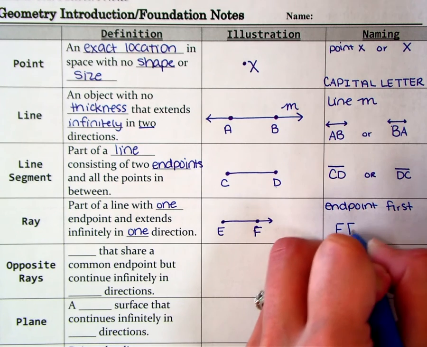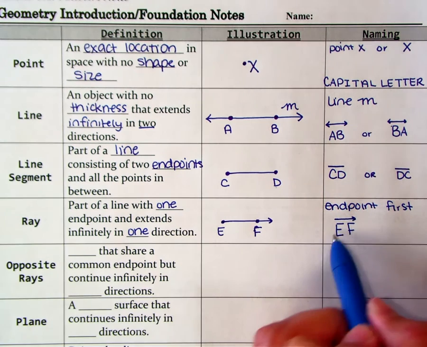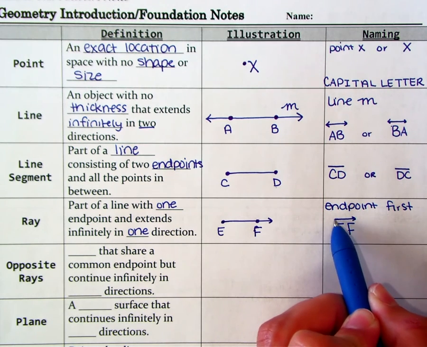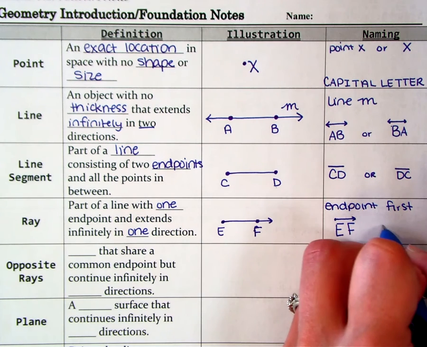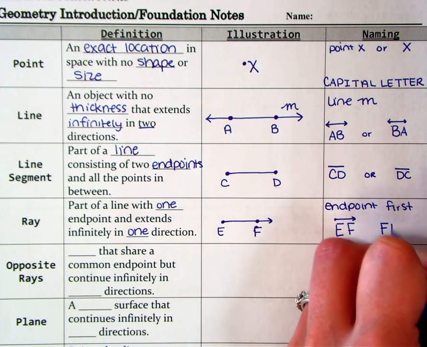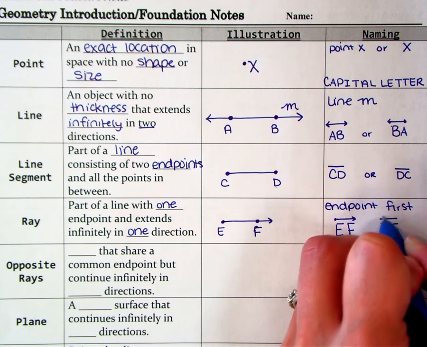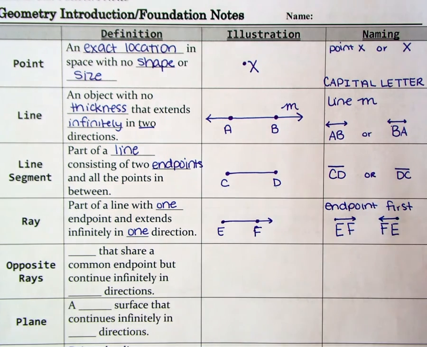So we would say EF, and we show that it's the endpoint by having technically the point above the E and the arrow above the F. So technically we could write it backwards as long as the symbol on top was correct. It just looks kind of funny that way.